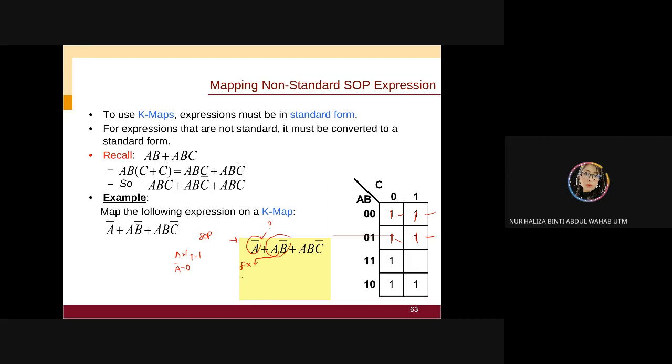A equal to 1, B equal to 0. A and B bar. What's missing? C. What is the possibility value for C? It's going to be 0 or 1 only. Only two possibilities. I will combine together. I'm going to get 1, 0, 0 and 1, 0, 1. This will also get an output of 1 because it is SOP.